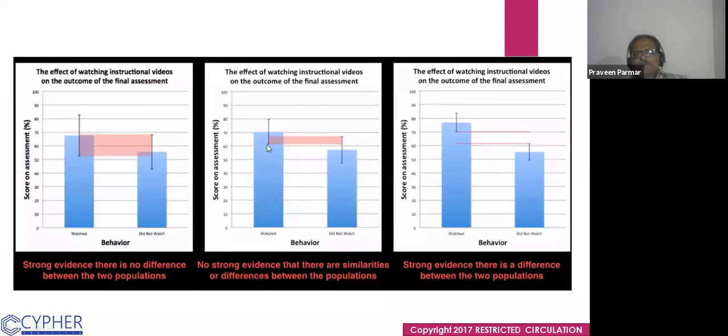Got it? If we get it this way, there is no mean overlap. This is the mean. The mean is not overlapped here. So there is no strong evidence of similarity or difference between the populations. But if the standard error bars are not matching, not overlapping, it means strong evidence there is a difference between two populations. Okay. Got it?